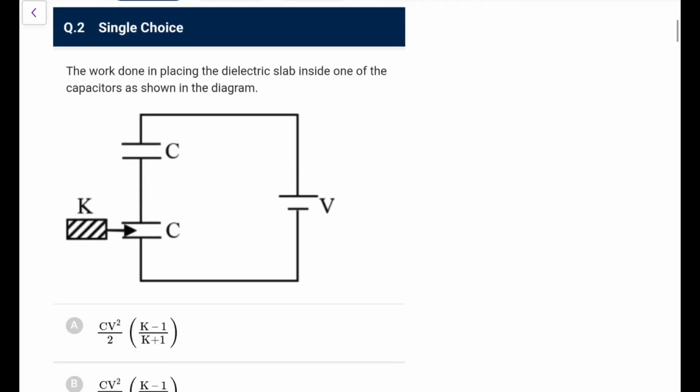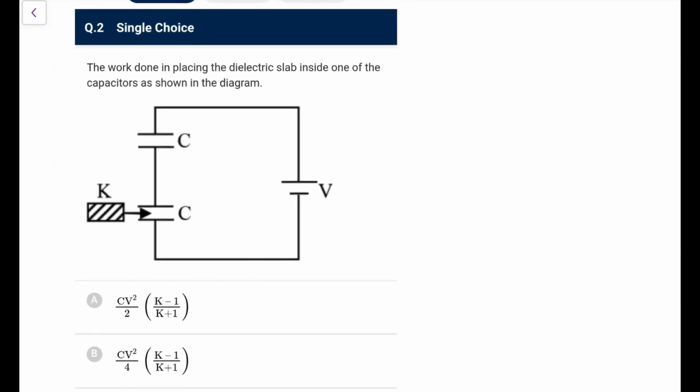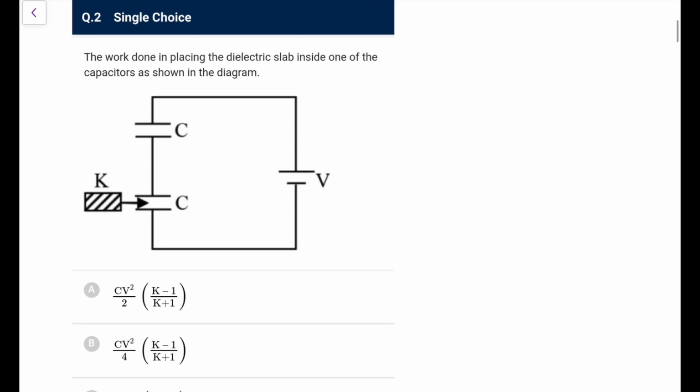Next one: the work done in placing the dielectric slab inside one of the capacitors, as shown in the diagram, is... okay, so you have to find out the work done in placing the dielectric slab in the capacitor.